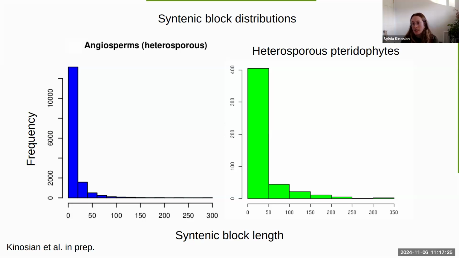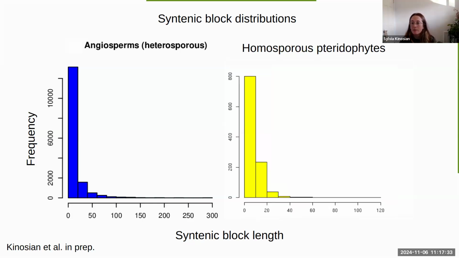But yeah, this makes sense. We know that heterosporous plants all typically have really similar genome structures. So this was good to see. What was really exciting is that we see homosporous pteridophytes actually show a really similar pattern of small syntenic blocks, which is interesting because their genomes are rather large.